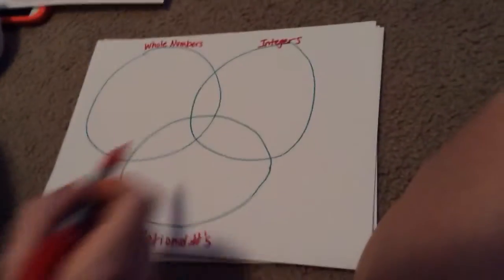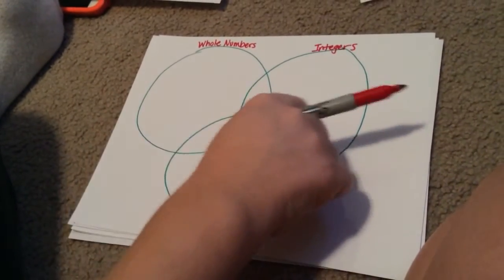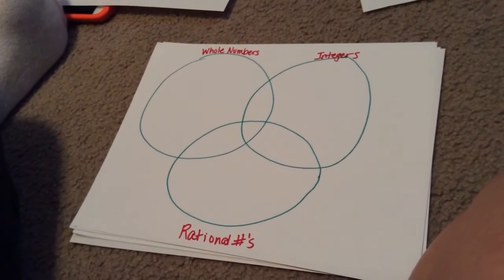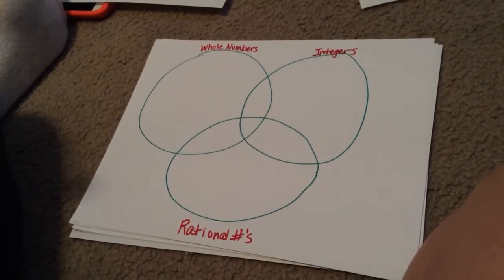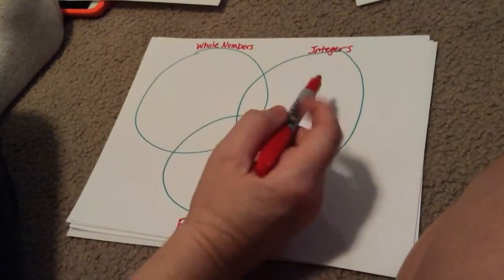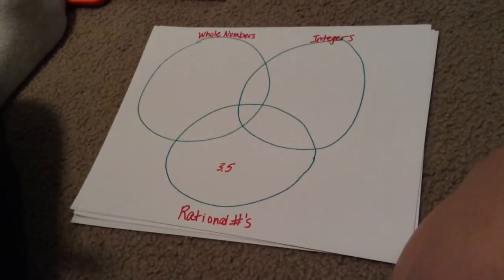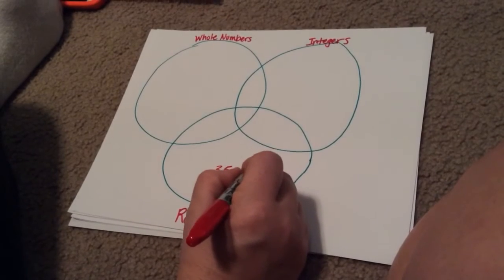Okay, and it looked like that and said which of these would be placed in the shaded area. Well, the shaded area here would mean which one is a whole number, an integer, and a rational number. I want to point out a couple of things. If you say a number like 3.5, well, 3.5 is not a whole number and it's not an integer, but it is a rational number. So it would go here. The number 3/4 as a fraction would be down here because it's a rational number.